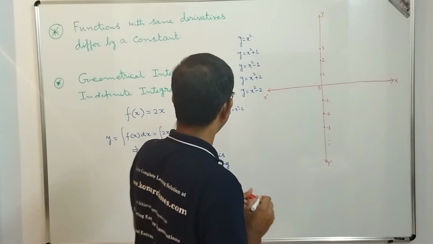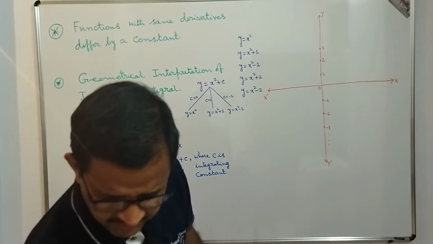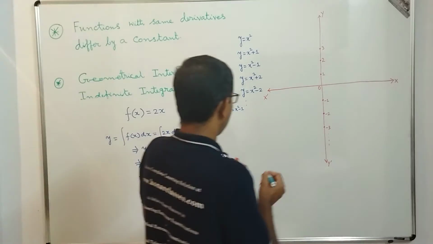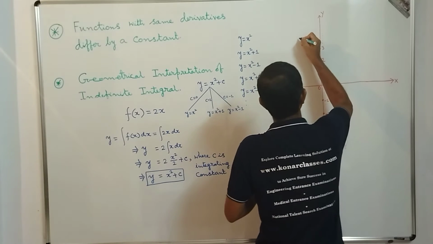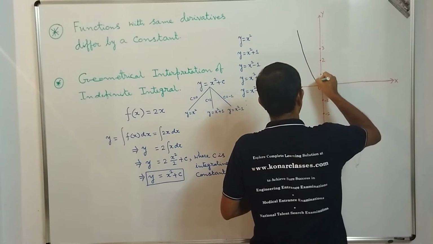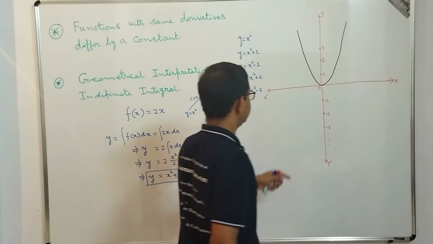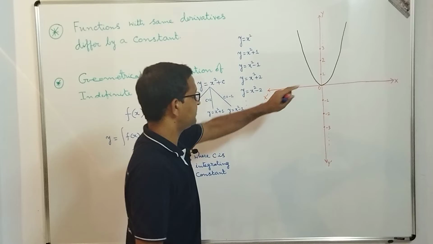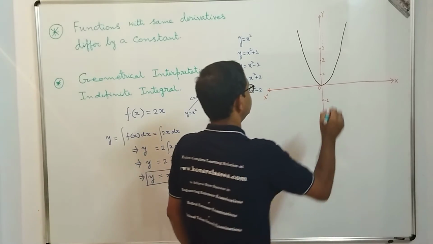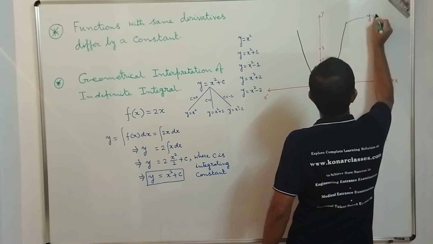So now let's see y equal to x square. y equal to x square is a parabola, which is of this type. This is a parabola where the vertex is at the origin. So this is the curve which is y equal to x square.